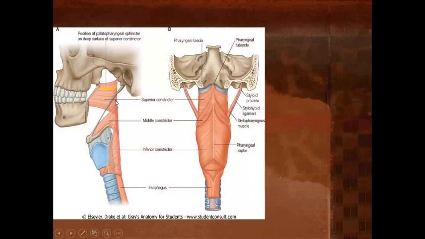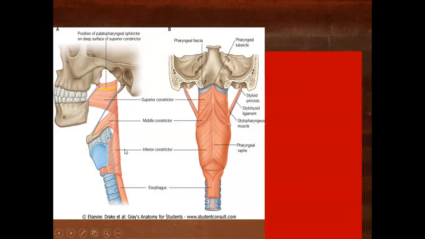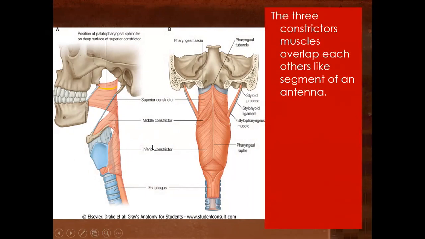Here now you can see, this is the superior constrictor. This is the picture seen from behind, where it is totally closing the whole of the pharynx from posterior. This is the superior constrictor here. This is the middle constrictor, and this is the inferior constrictor. Posteriorly they are totally closed, but anteriorly they are open, opening into different cavities. So anteriorly it is deficient, but posteriorly it is totally closed.